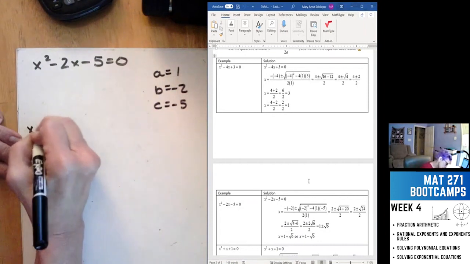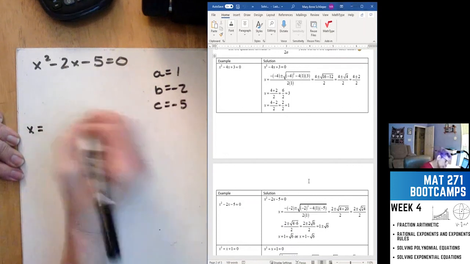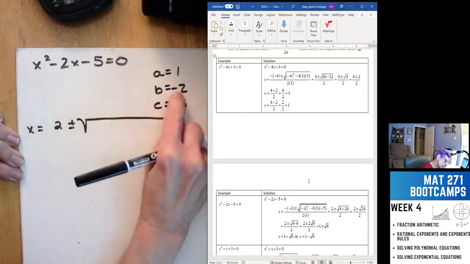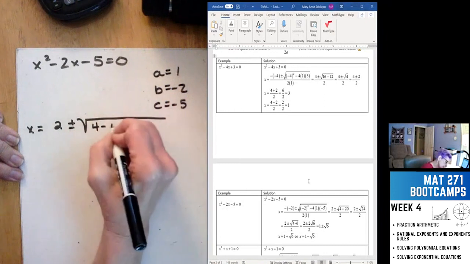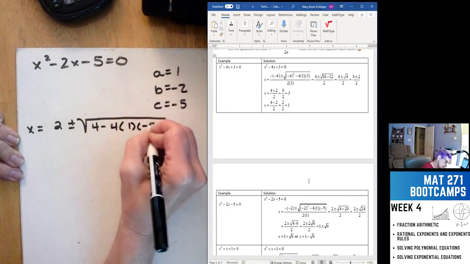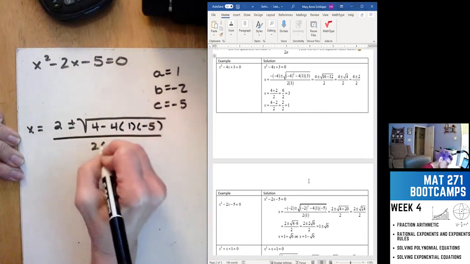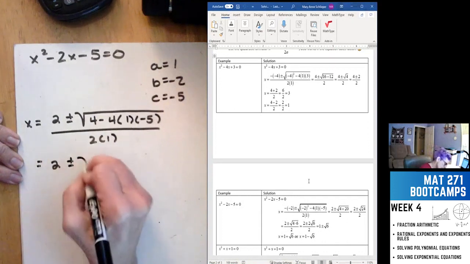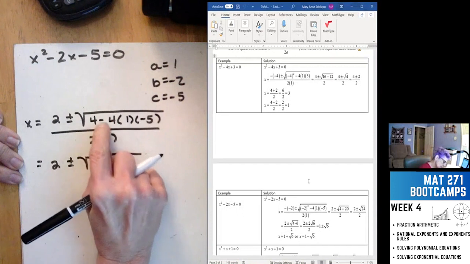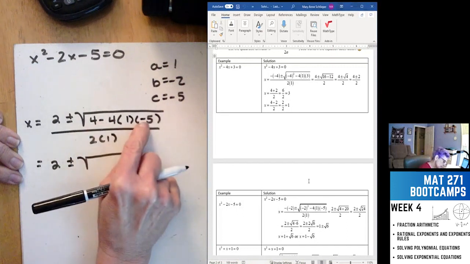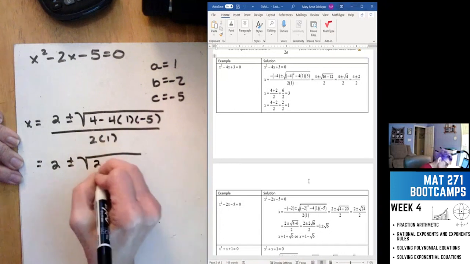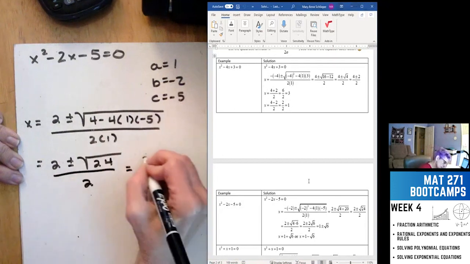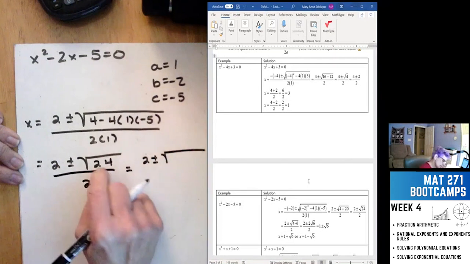So I have to go back to negative b, a negative of negative 2 plus or minus square root of b squared minus 4ac, all over 2a, which gives me 2 plus or minus, let's see, it's 4, negative times a negative is a positive, so 4 plus 20 over 2, which is 2 plus or minus square root of 24.